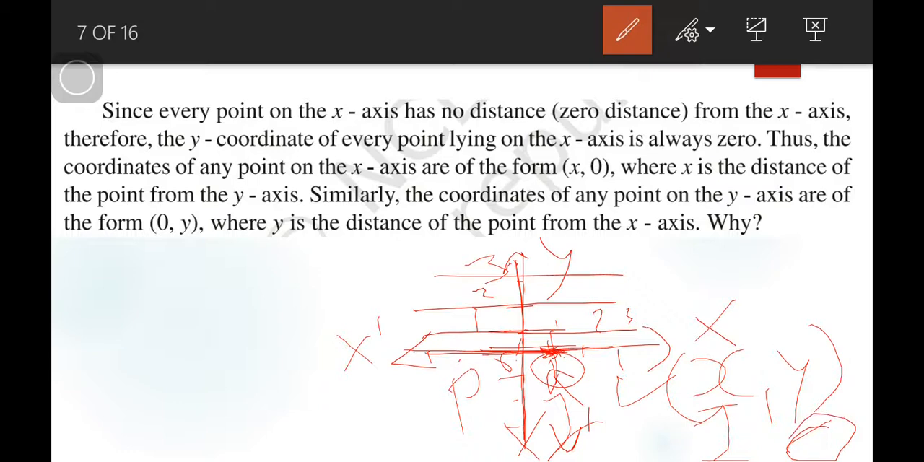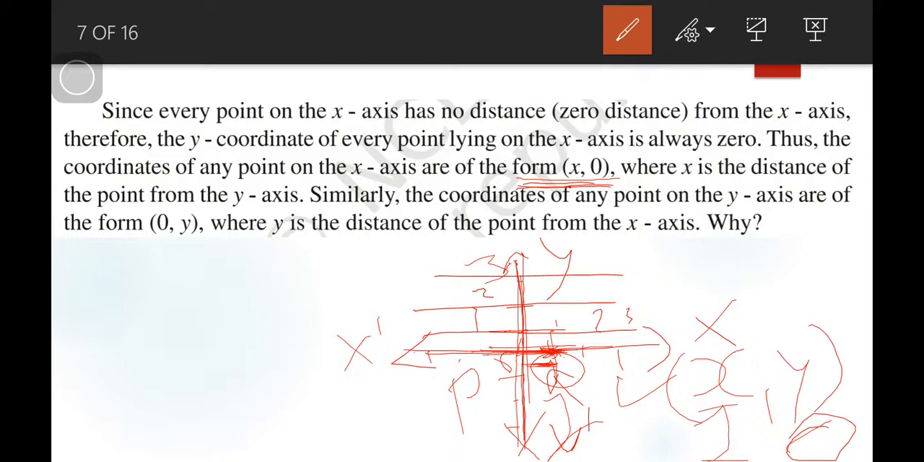Means if the given point is on the x-axis, then its coordinate is x comma 0, because the distance from the x-axis is 0, where x is the distance of the point from the y-axis. Similarly, the coordinates of any point on the y-axis are of the form 0 comma y, where y is the distance from the x-axis. So always, if the point is given on the x-axis, then its coordinates are x comma 0, x is the distance from the y-axis, but the y-coordinate is always 0 if the point is on the x-axis.